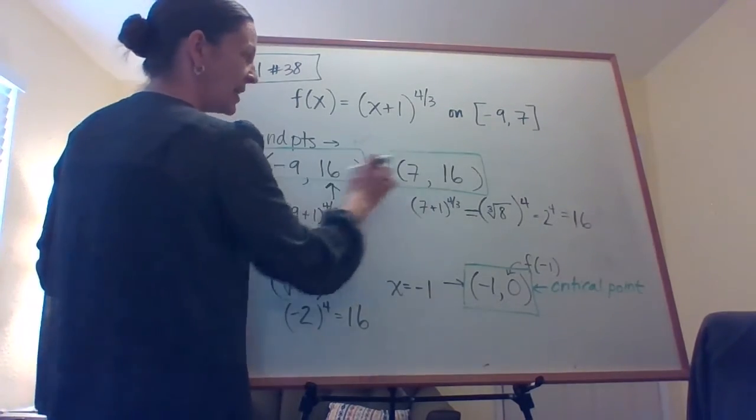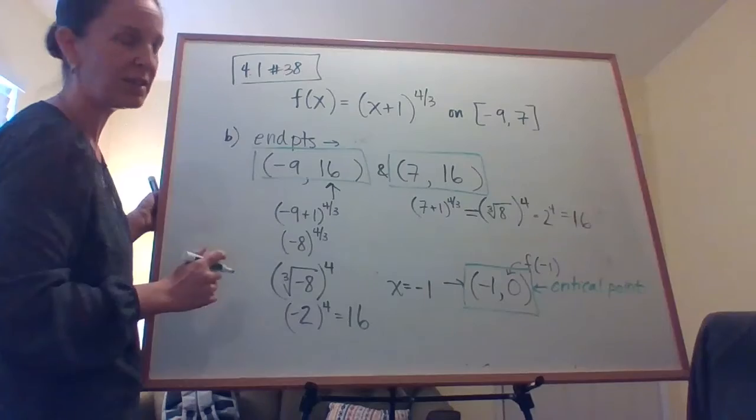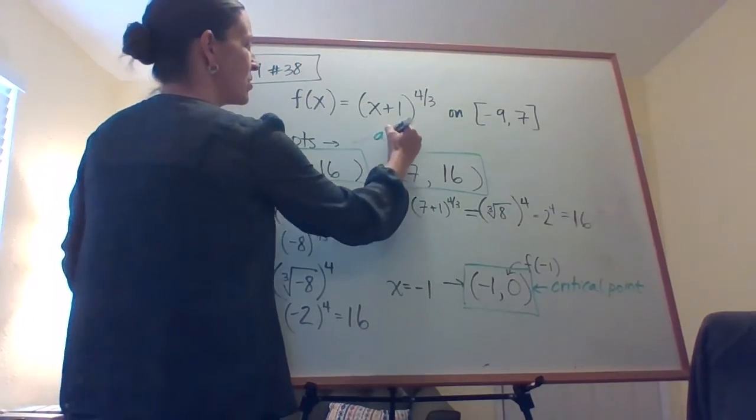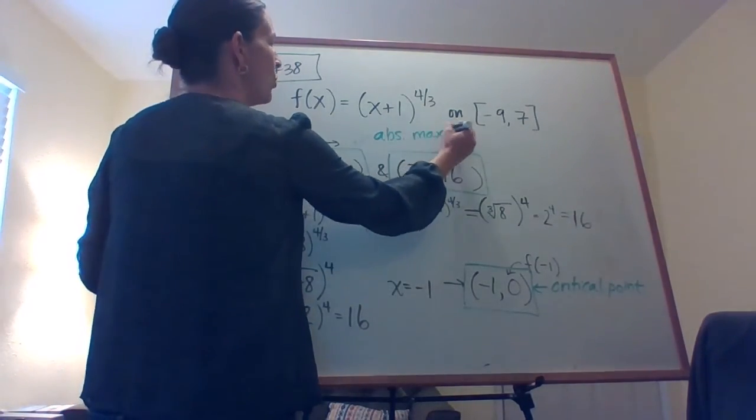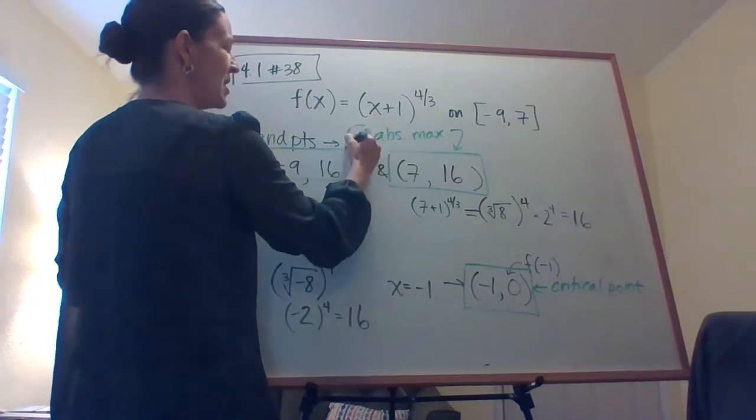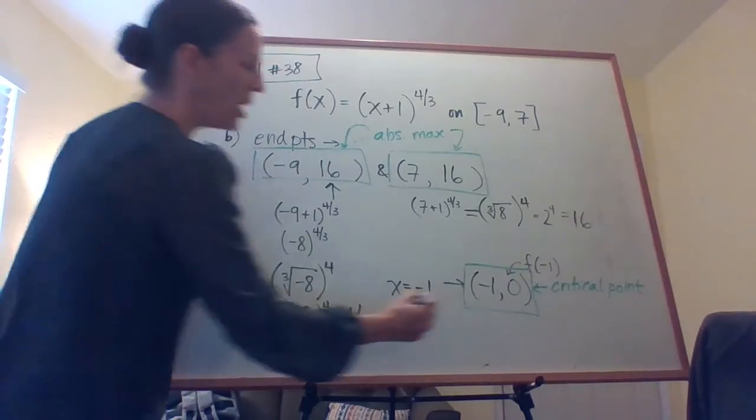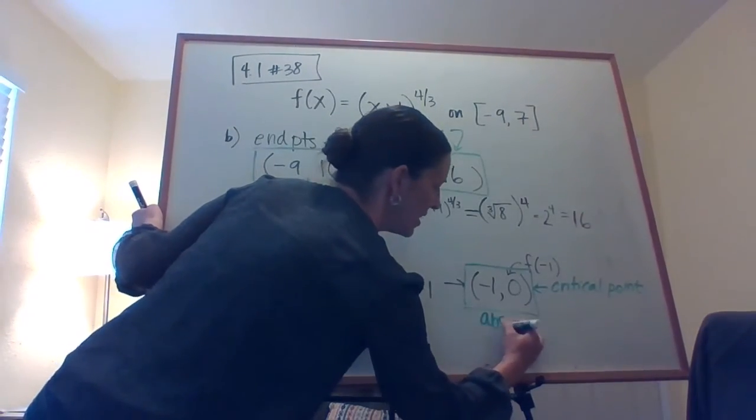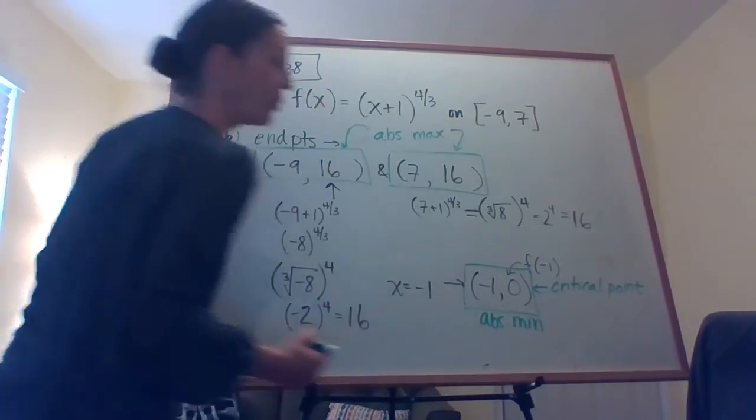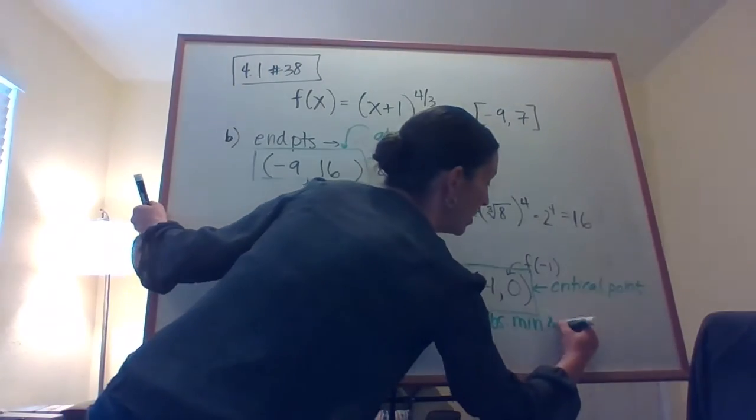If there's a tie, like in this case, then they're both considered the absolute max. So the absolute max here would be both (7, 16) and (-9, 16). The absolute min is the lowest, so this is the absolute min. Since it's a critical point, it's also a local min.